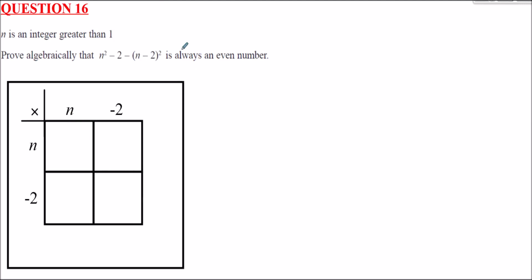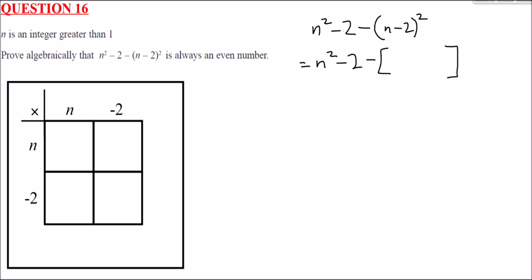So this here I'm going to write out again. So n squared minus 2 minus n minus 2 squared. I'm going to leave everything alone. I just want to work out what's in these brackets. So all I'm doing here is just working out, first of all, what this bit is. So n minus 2 multiplied by n minus 2. And we can do these boxes in any order.